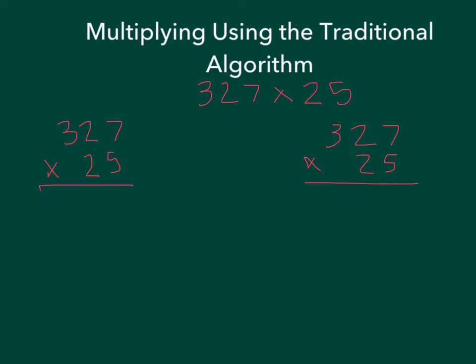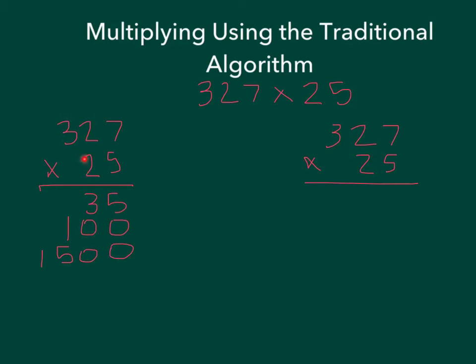5 times 7 is going to be 35. Then I'm going to do 5 times 20, which is 100, right? 5 groups of 20 is 100. Here's where it gets a little harder. I'm going to do 5 times 300. So that's when it gets a little tricky. It's going to be 1,500 because we're going to have 5 groups of 300.